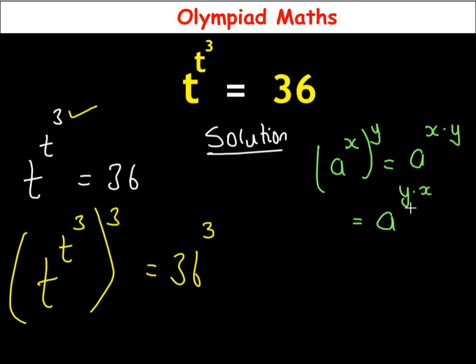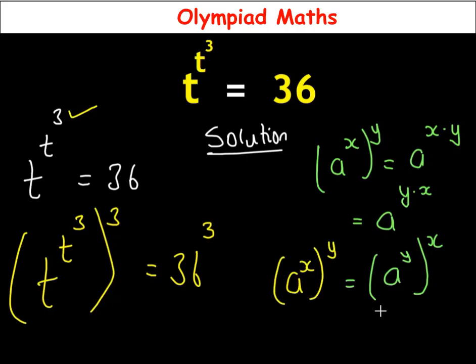And with this, if we were to reverse this back, this will become, in brackets, a raised to power y all raised to power x. So in other words, a raised to power x all power of y is equal to a raised to power y all power of x. So we are going to apply this principle right to this.